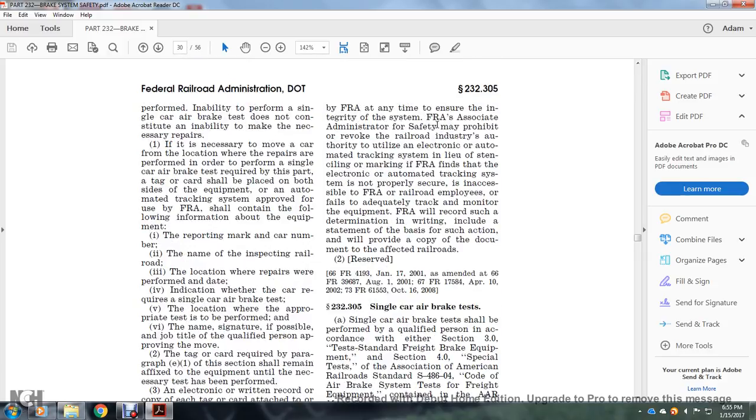The FRA Associate Administrator for Safety may prohibit or revoke the railroad industry's authority to utilize the electronic automatic tracking system in lieu of the marking if the FRA finds that the electronic automatic tracking system is not properly secured, is inaccessible to the FRA or railroad employees, or fails to adequately track and monitor the equipment. The FRA will record such termination in writing, including a statement of the basis of such action, and will provide a copy of the document to the affected railroads.